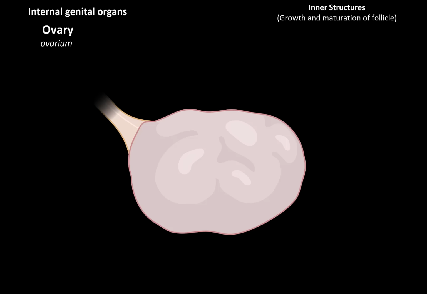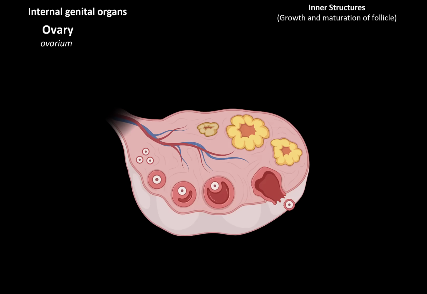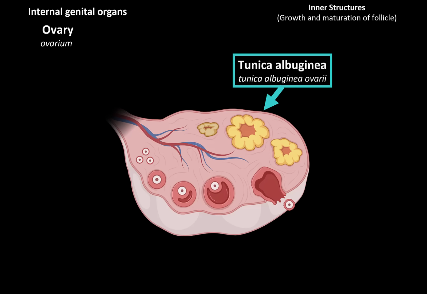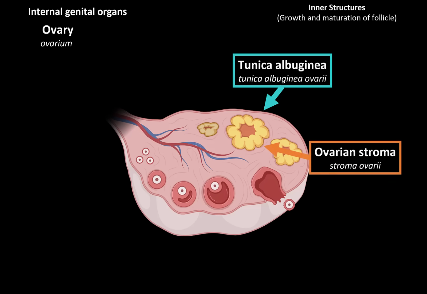So if we take one ovary and slice it right about here, then remove the upper half, this is what the inner surface of the ovary generally looks like. Here we've included all the phases of the follicles. First off, the surface of the ovary is covered by the Tunica Albuginea, composed of connective tissue fibers. Within the actual ovary, between the follicles, you will find loose connective tissue, right? That connective tissue is called the ovarian stroma.